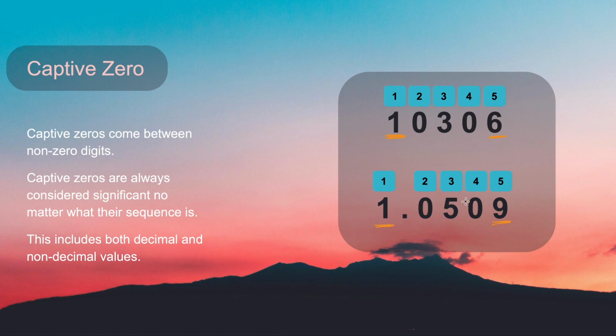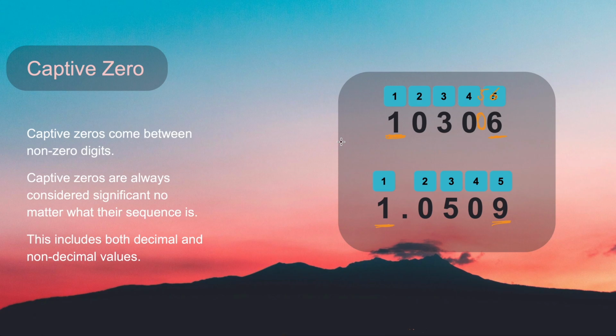For example, if I sneak another zero into it, that will not change it. That will still be counted as a significant figure. So that will become 5, and this will become 6. As long as they are inside of it, they are considered significant.